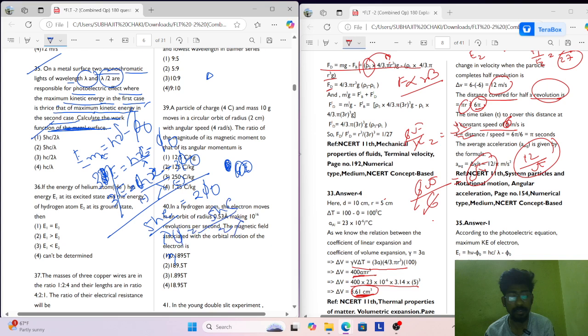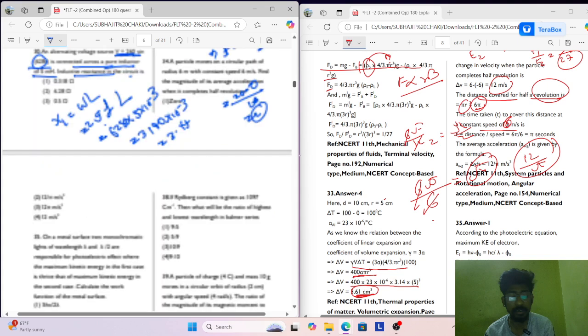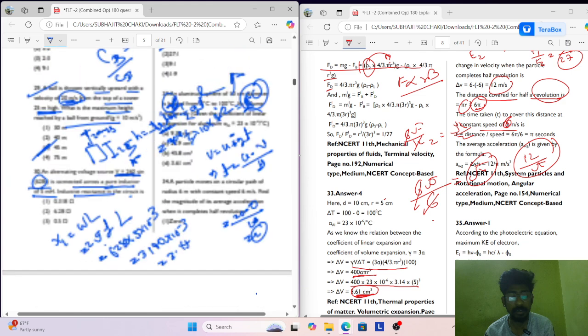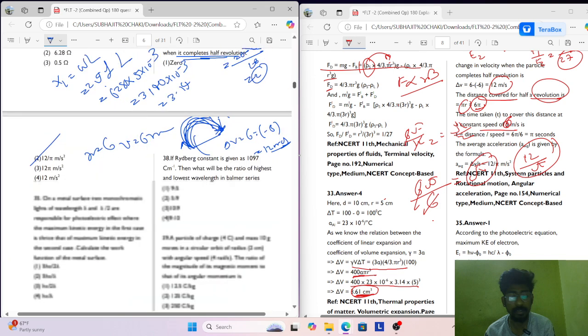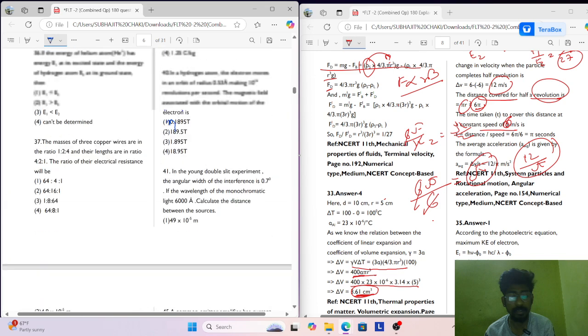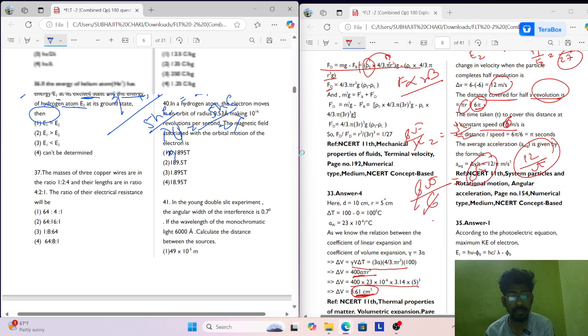Simple elimination. The energy of the helium atom is at this and at its excited state, the energy of the hydrogen atom at the ground state. Then the energy is given by the formula 13.6 Z squared by n squared. For the ground state, n will be equal, for the ground state, n is, sorry.